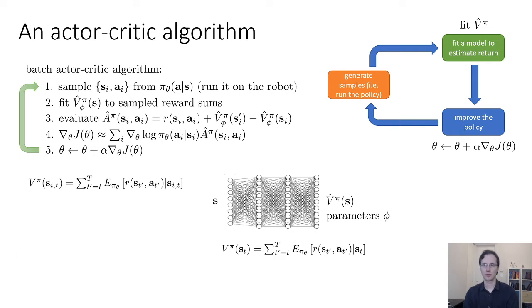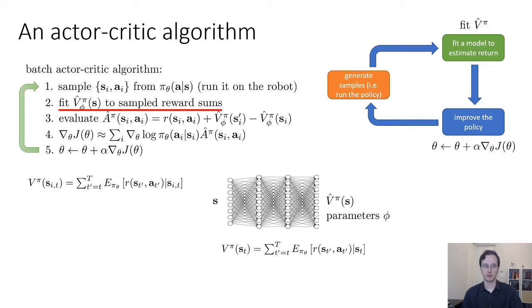Step three, for every state action tuple that we sampled, evaluate the approximate advantage as the reward plus the approximate value at the next state minus the value at the current state. Step four, use these advantage values to construct a policy gradient estimator by taking grad log pi at every time step and multiplying it by the approximate advantage. And then step five, like before, is to take a gradient descent step.